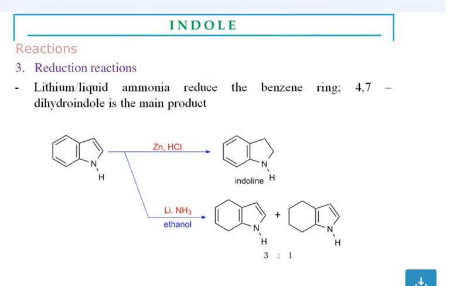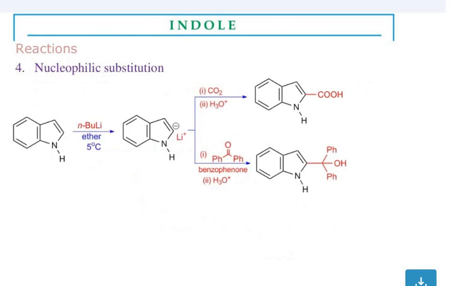Now reductions, very important. Now two conditions of the reductions, zinc and HCl, and lithium in ammonia and ethanol. You will get different products. You can see lithium in liquid ammonia reduces the benzene ring, and 4,7-dihydroindole is the main product.